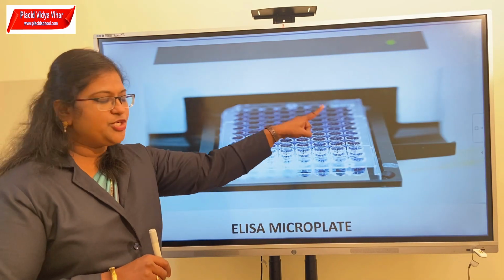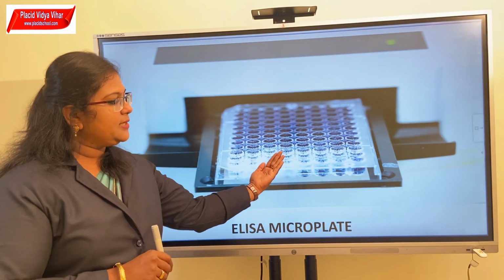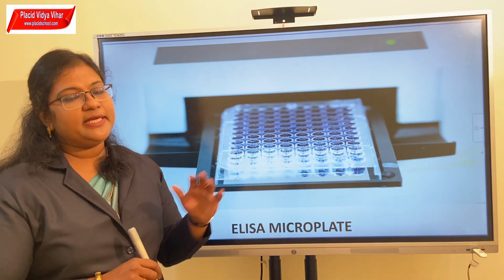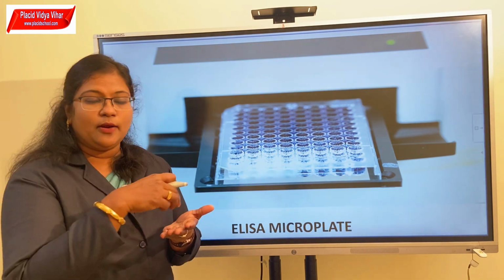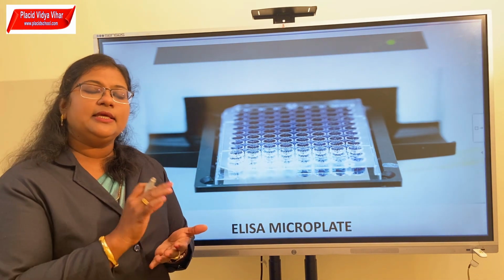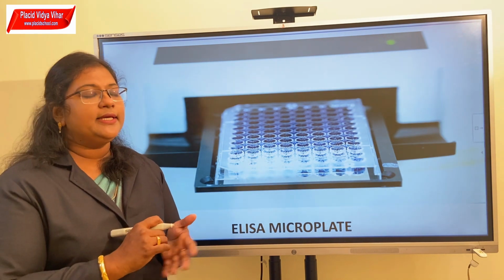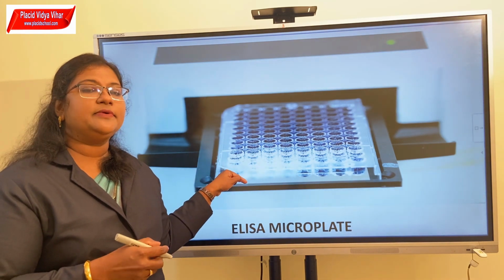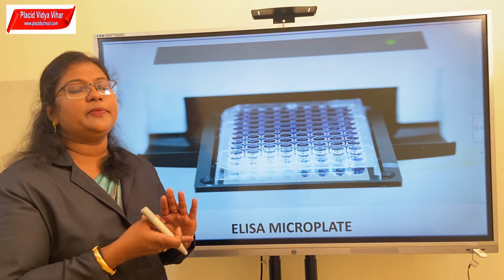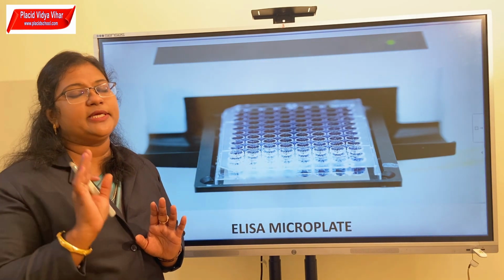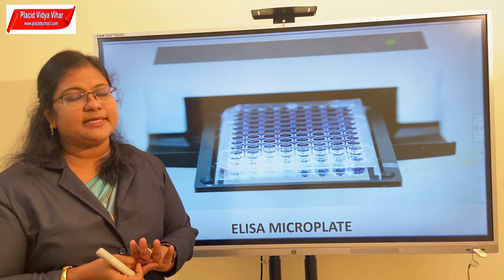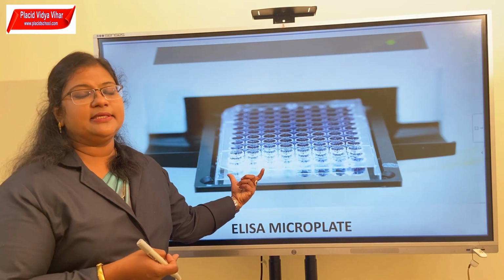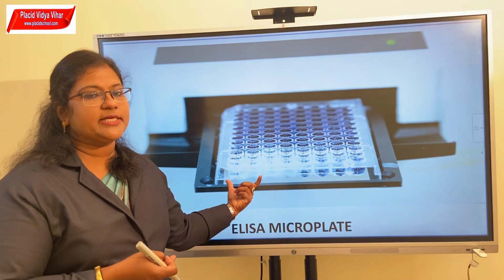ELISA uses a machine which is known as an ELISA reader, and we insert a plate known as an ELISA microplate into the reader to get the result of the assay. The small holes in the microplate are known as wells. The ELISA microplate is made up of polystyrene. 96 microwells are present in the microplate, and these wells will have either antigen or antibody adsorbed onto the surface. Now, for convenience, we will take 3 wells in an ELISA plate and we will see how the reaction will proceed.